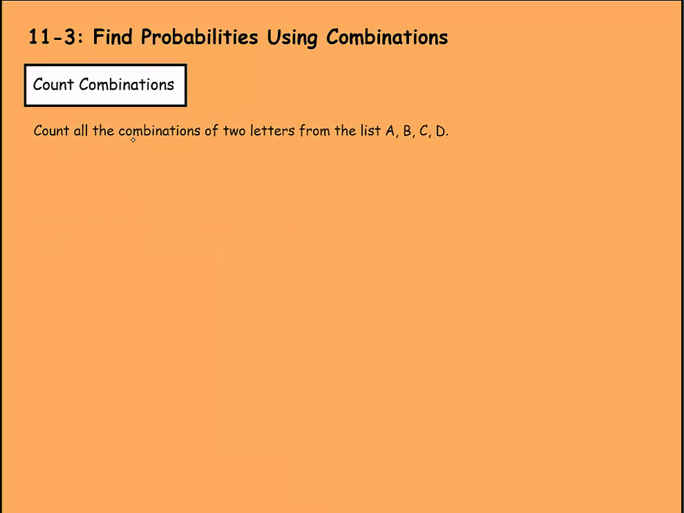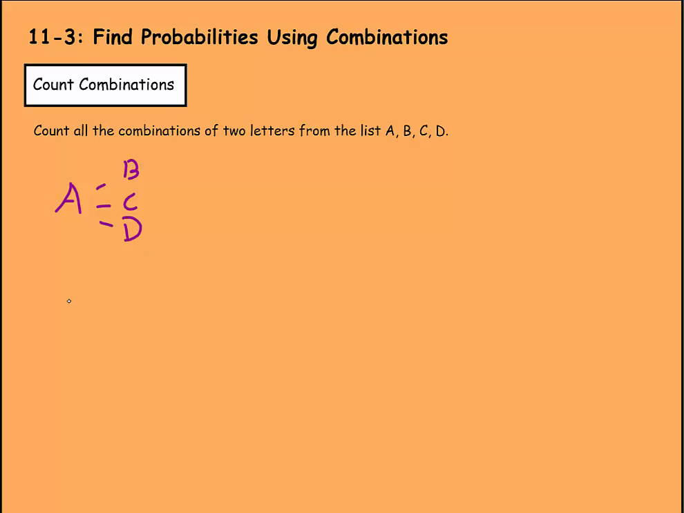So it says count all the combinations of 2 letters from the list of A, B, C, and D. So often the best way to do this is to create a tree. If we have the letter A, for example, and that combines with B to make a combination, C, and D, we just created 3 combinations.